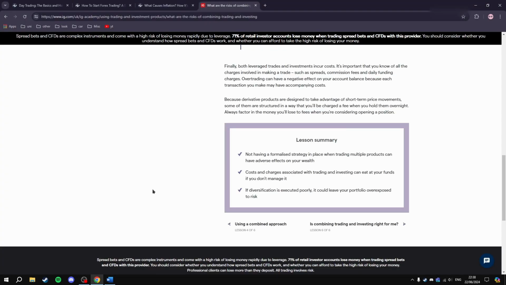So let's do a summary then. Not having a formalized strategy in place when trading multiple products can have adverse effects on your wealth. Costs and charges associated with trading and investing can eat at your funds if you don't manage it. If diversification is executed poorly, it could leave your portfolio overexposed to risk.